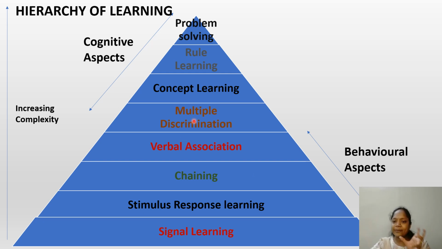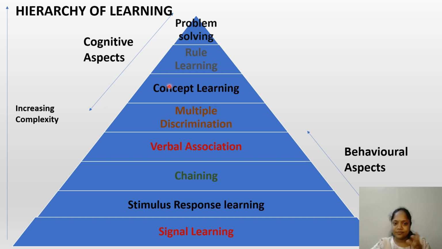Then multiple discrimination. Now the child started to learn something, and the child is able to discriminate. Then concept learning. Now the child can understand the concepts very well. Rule learning will happen there. Some rules, some grammar, everything. There are rules. Using that rule, the child started to construct the sentence. That is rule learning. Then problem solving capability will develop in the last. The last four are cognitive aspects, which will develop there, while the first four are behavioral aspects. This is the 8 levels of learning, or hierarchy of learning. How the child's learning will happen there.